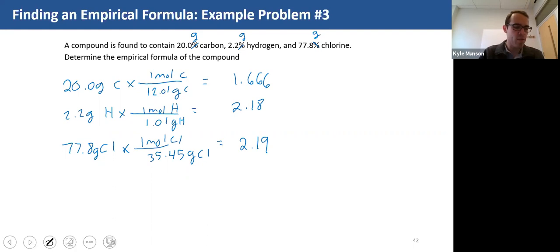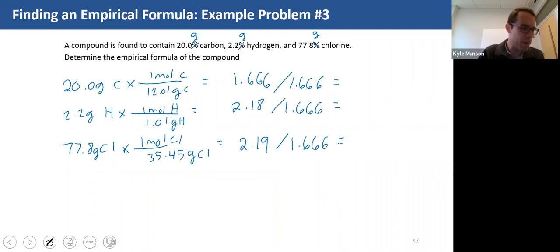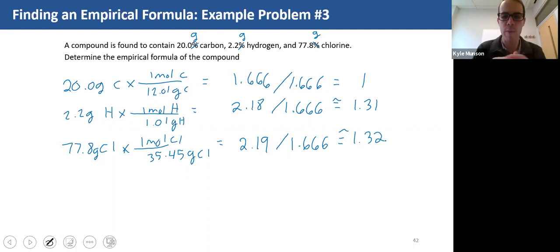Okay, so we divide all these by the smallest number, right? 1.666, 1.666, 1.666. And we're going to run into a problem here. This is 1. This is about 1.31. This is about 1.32, I think. It might be a little bit different than my notes, how I wrote it out here. But that's about what we get.